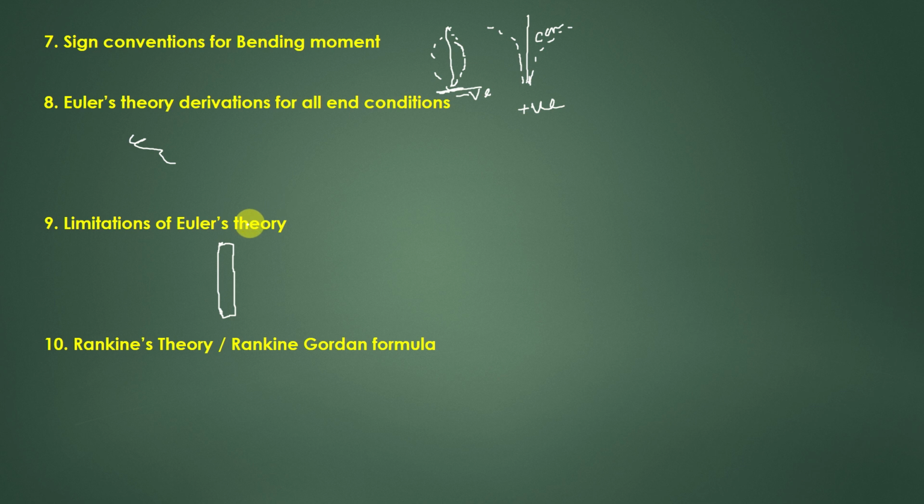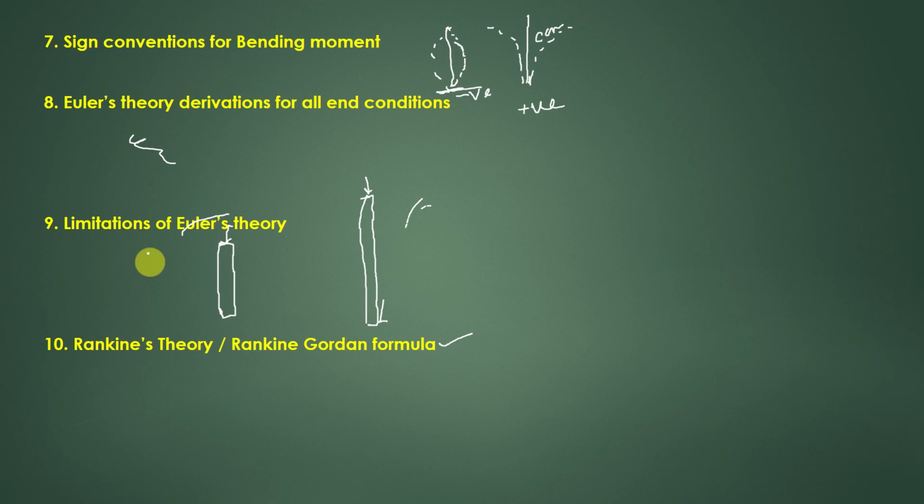And one more thing, it will not consider any direct stress. Euler's theory is only applicable for long columns, and it assumes these columns will fail due to buckling alone. It will not consider direct stress. That is the main drawback of Euler's theory. But every column, whether long or short, will have some direct stress upon it.